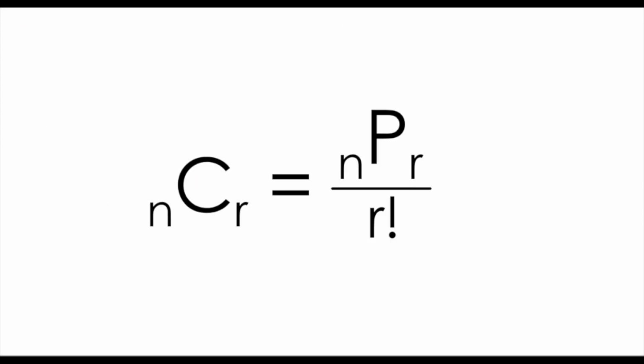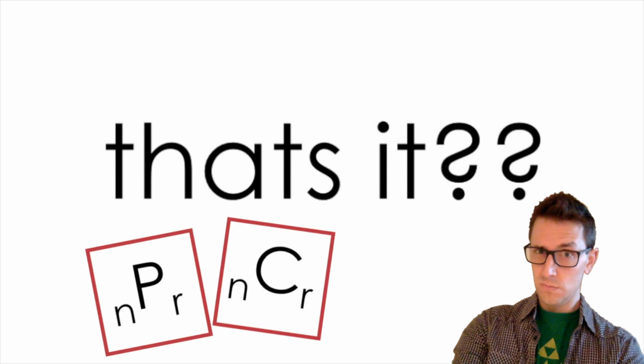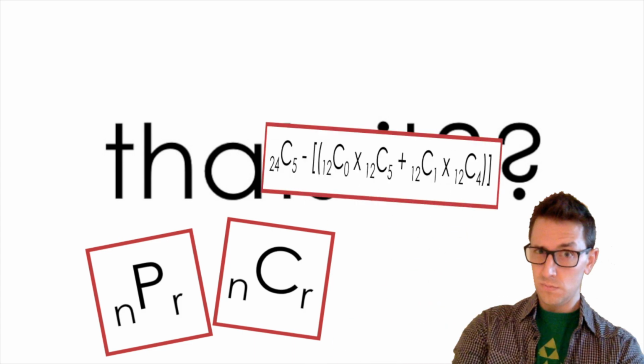So to summarize, a combination is really just a permutation with the identical cases divided out. That sounds pretty simple, right? Man, can these problems get intense. Not only can it be challenging to identify whether order matters or not, but you can see some pretty crazy applications of this stuff.